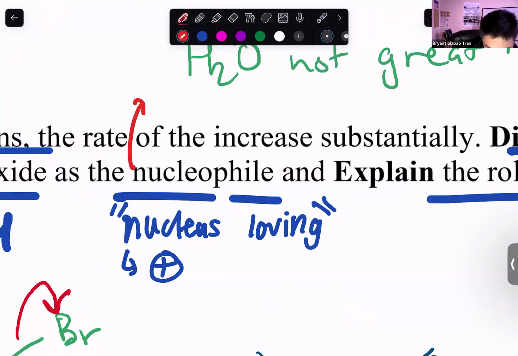Positive charges, they to negative charge, partial negative charge. That's the nucleophile.